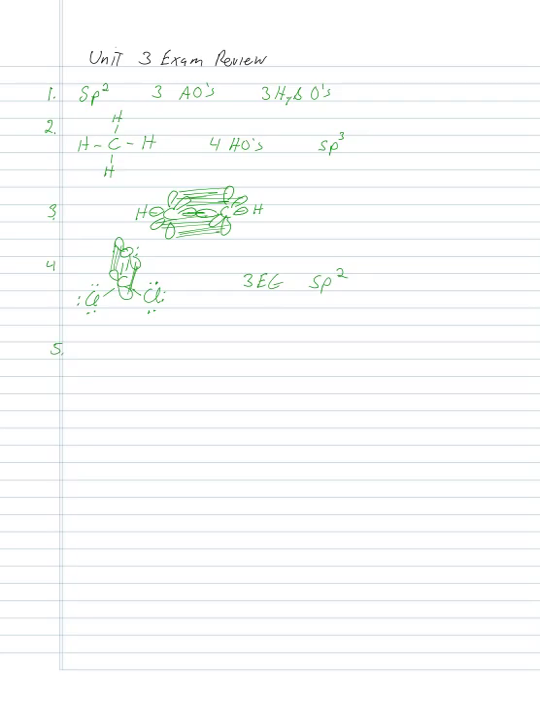For number 5, we're looking for the hybridization on the nitrogen atom in NO2 minus and NO3 minus. In order to figure out the hybridization, you have to go through and do the dot structures. So for NO2 minus, you end up with something like this. And for NO3 minus, you end up with something like this.